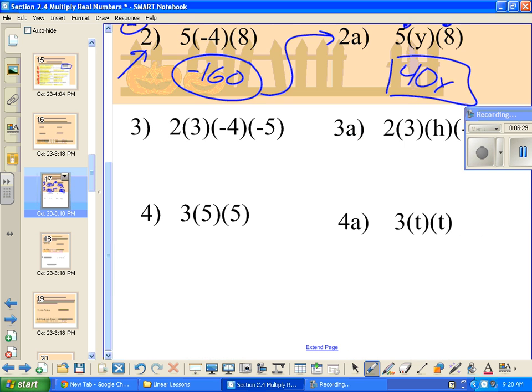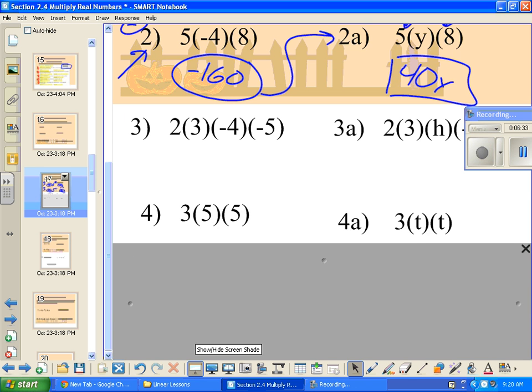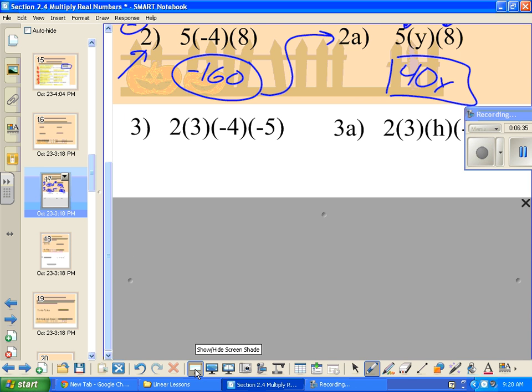Number 3. And actually, I'm going to cover up number 4 here. We'll come back to that problem soon. But just jump into number 3 right now. 3 says 2 times 3 times negative 4 times negative 5.